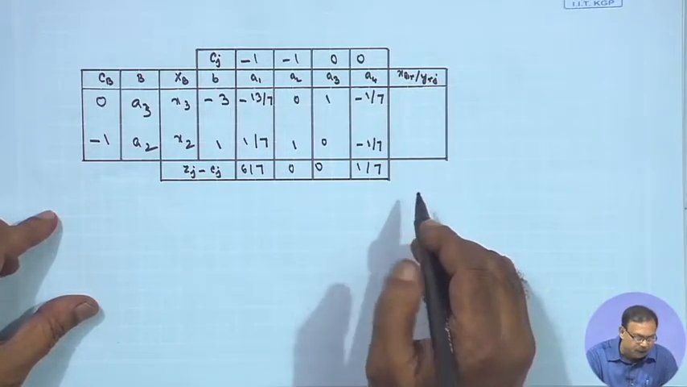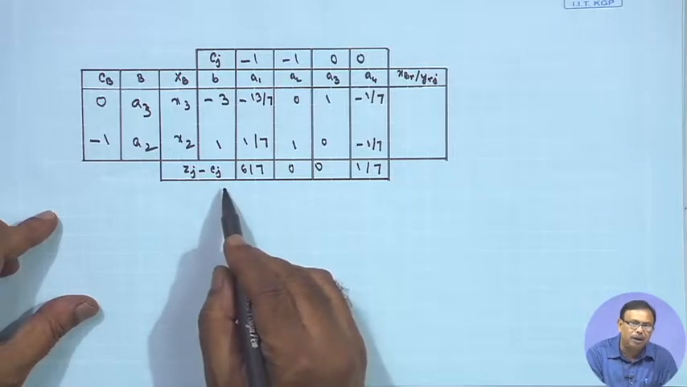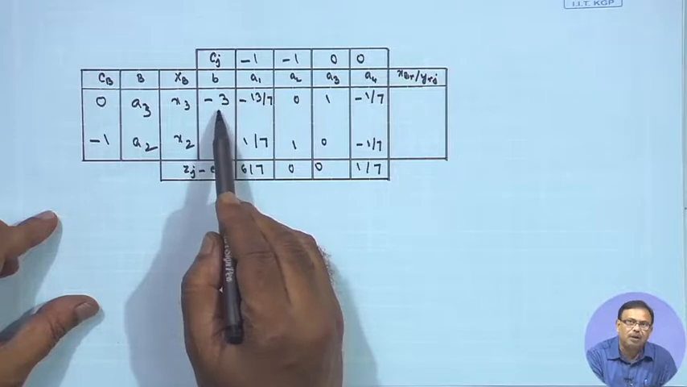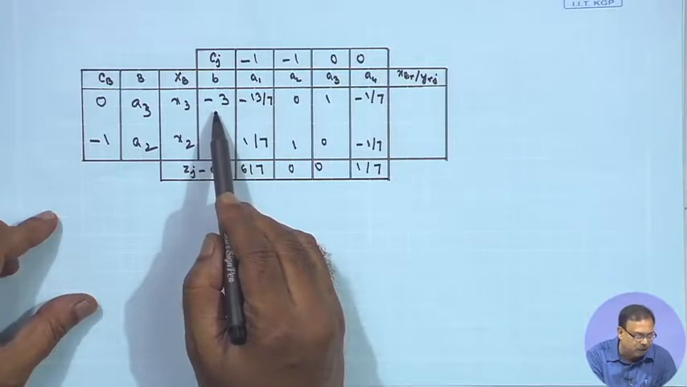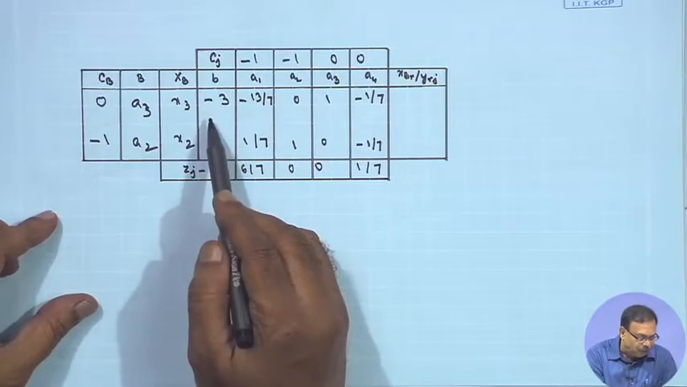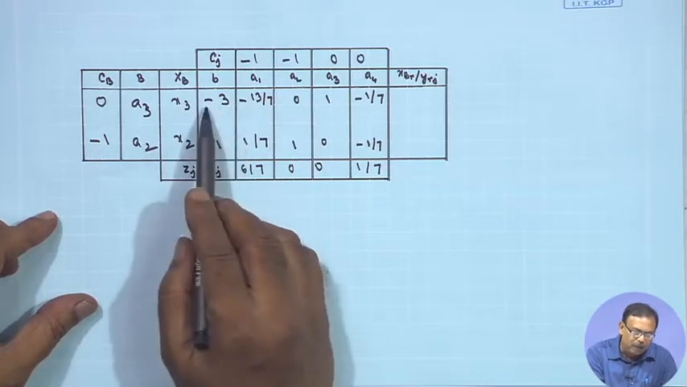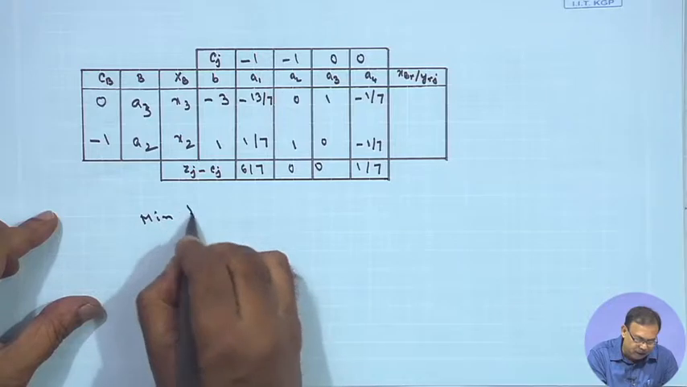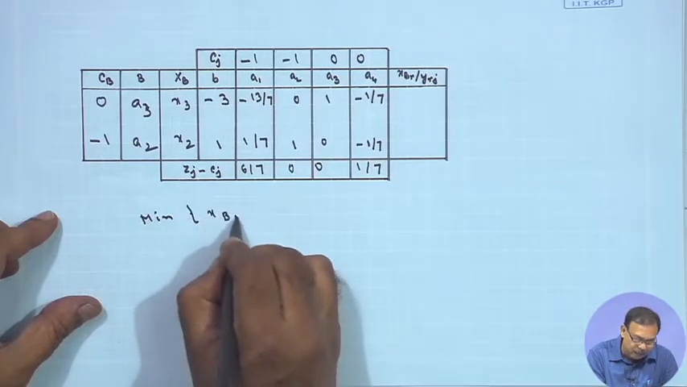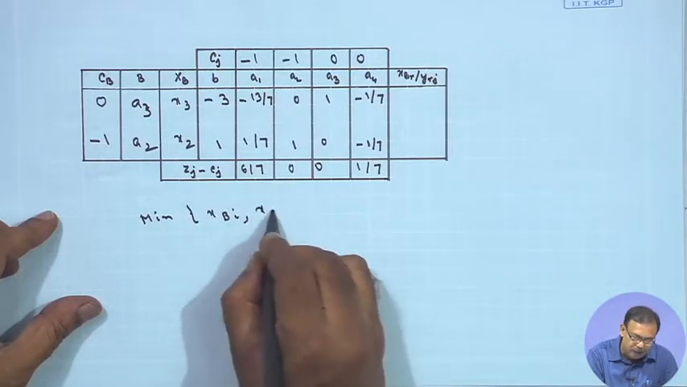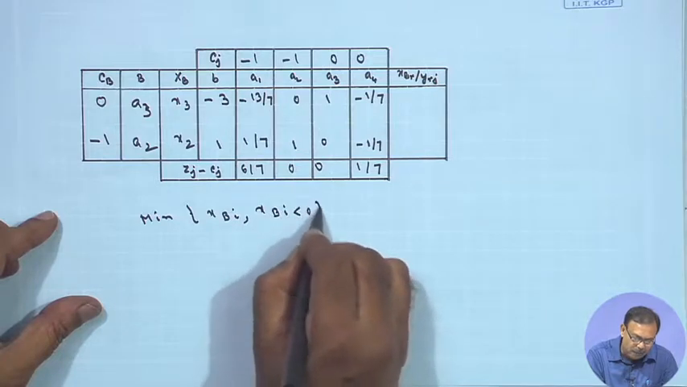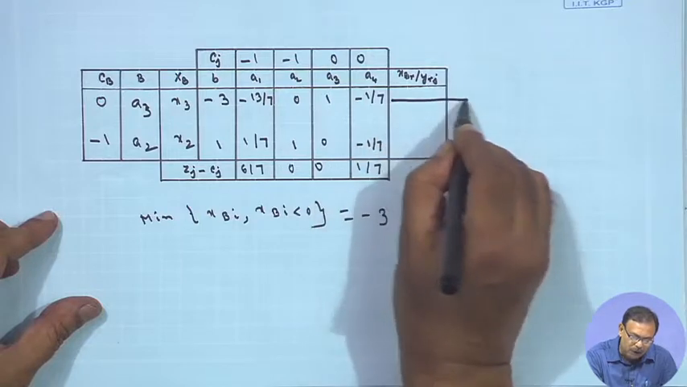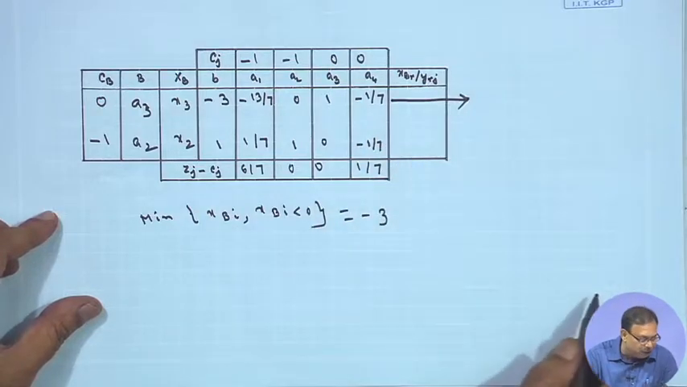So, here again you see z_j minus c_j is greater than or equal to 0, but this variable value is minus 3, that is, not all x_b are greater than or equal to 0. So, I must first calculate the departing vector. Your departing vector is the minimum of x_bi, where x_bi is less than 0. There is only one, that is minus 3. Therefore, your x3 will be the departing vector.